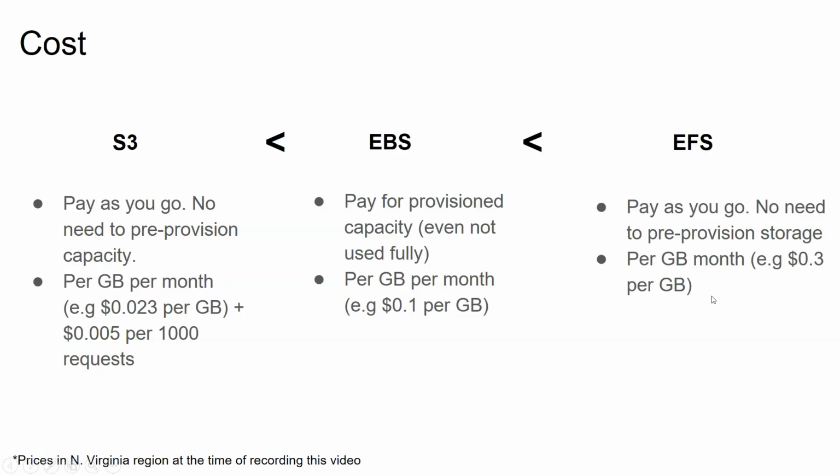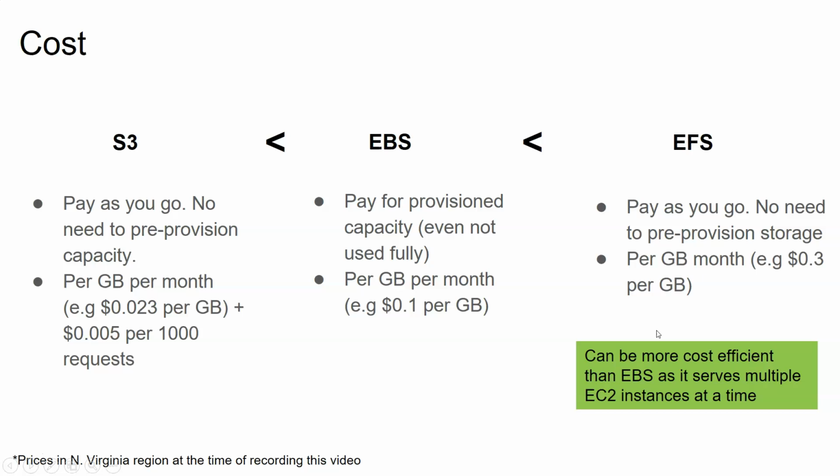Now imagine there are 3 EC2 machines accessing the same data at the same time, versus 3 EC2 machines having separate EBS volumes attached to them. Now this cost will be triple, right, in that case. So depending on your use case, EFS can be more cost efficient than EBS, if there are hundreds of machines accessing the same data at the same time. So you would have to do all those cost analyses before deciding what is more cost efficient.